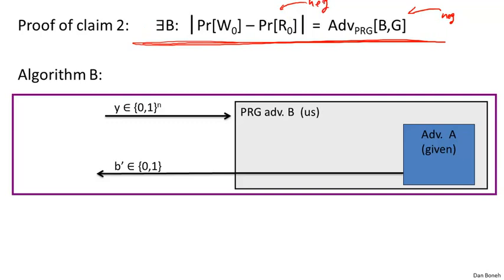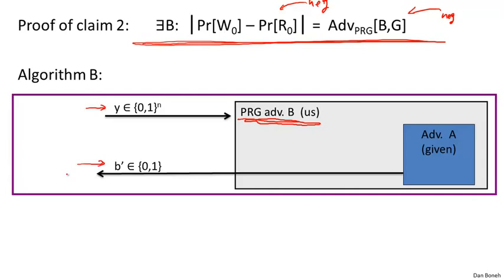Okay, so let's look at the statistical test B. What is statistical test B? It's going to use adversary A in its belly, so we get to build statistical test B however we want. It's a regular statistical test, so it takes an n-bit string as input, and it's supposed to output random or not random, 0 or 1.